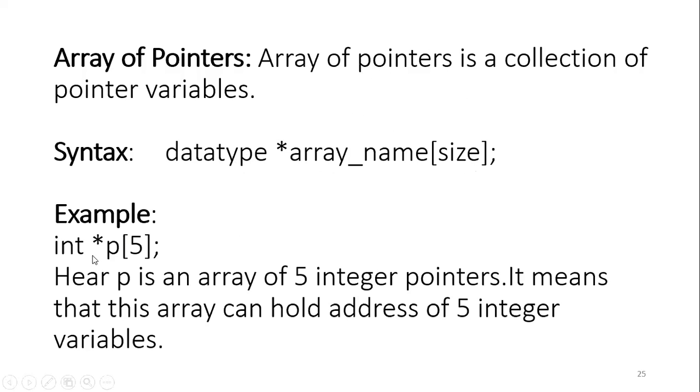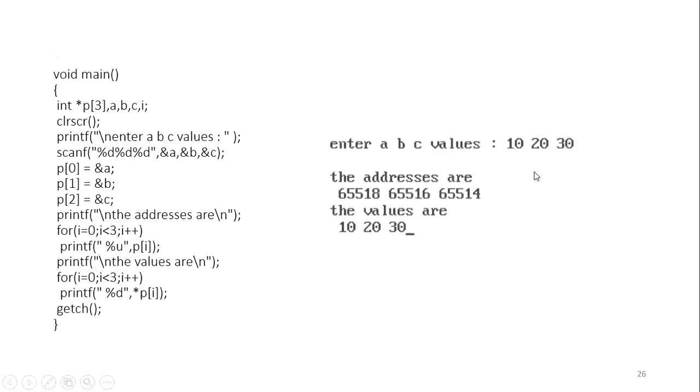For example, int star p of 5. So p is an array of pointers to integer variables. Here p is an array of 5 integer pointers. It means that this array can hold the address of 5 integer variables.